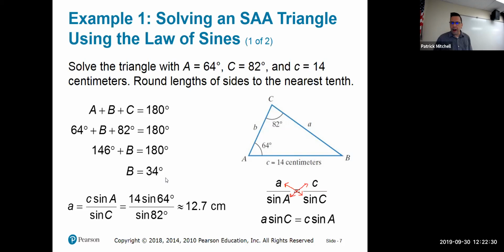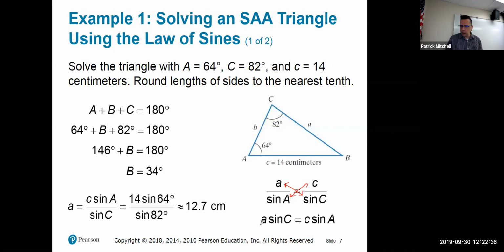Okay, so solving for little a, what did they do? They divided both sides of this equation by sine C. They get that little a is equal to C times sine A over sine C. Little c is 14 centimeters, big A is 64 degrees, big C is 82 degrees. You plug that all into the calculator and you find that little a is about 12.7 centimeters.